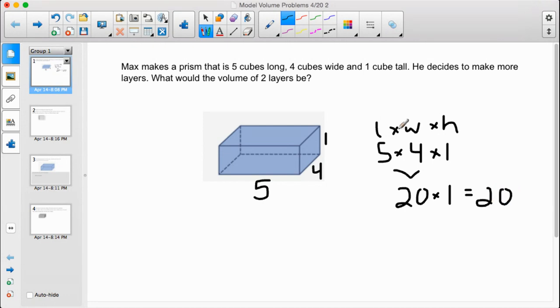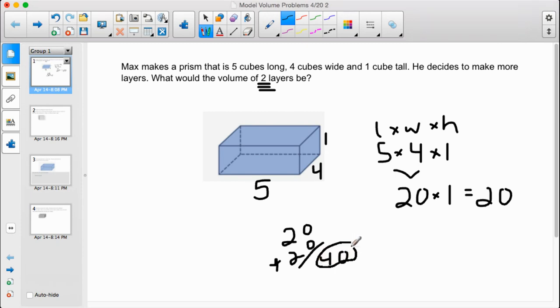I'm not done yet though, because that was only 1 layer. They wanted us to find out how much 2 layers would be. Oh no, I'll get it back, don't worry, there we go. So if 1 layer is 20, that means that the second layer would also be 20. So a couple different options. You can add up 20 plus 20. You might even be able to do that in your head. Or you can do 2 groups of 20, which would be 2 times 20. That's supposed to be a plus sign. Jeez, guys. I'm not great at drawing on this thing. And your answer, either way, would end up being 40.